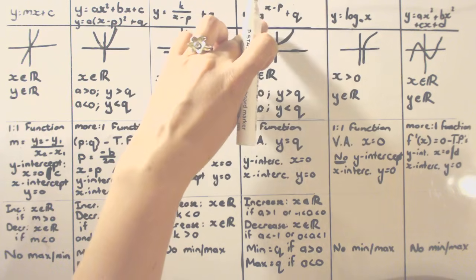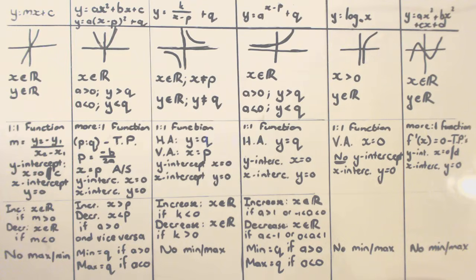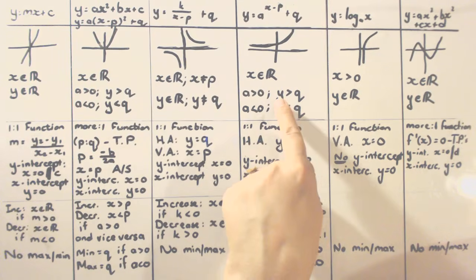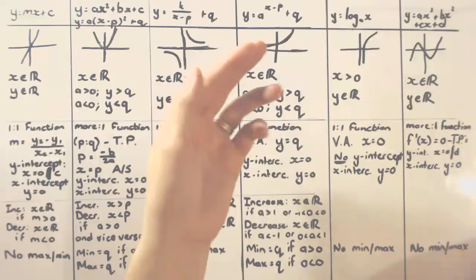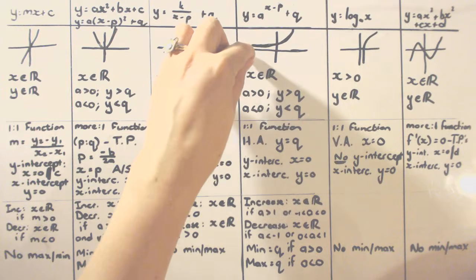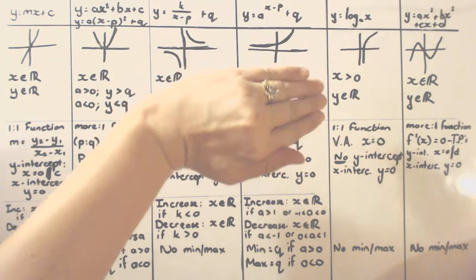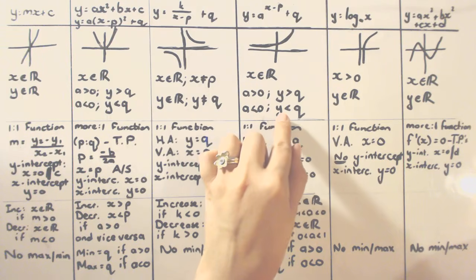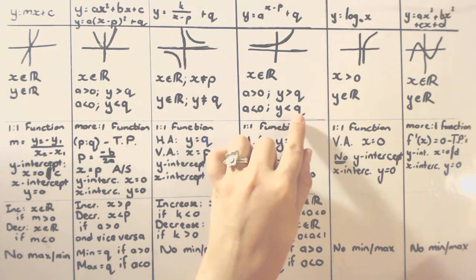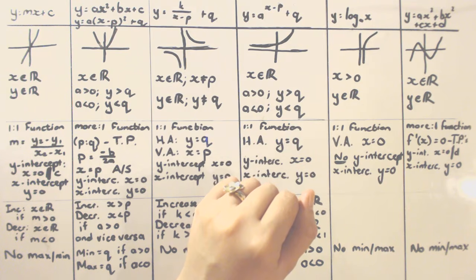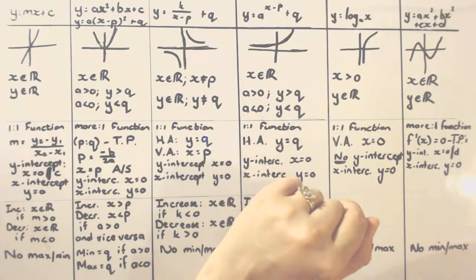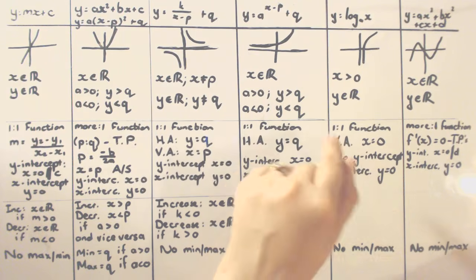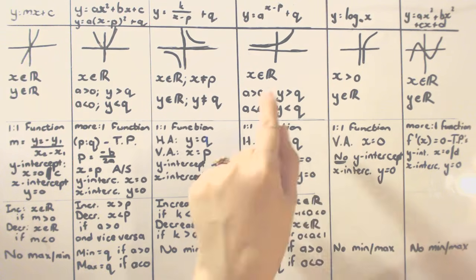But if the a value is bigger than 0, then all of my y values will be above the asymptote, so y will be bigger than q. If my a value is negative, smaller than 0, then the line will go down, so the graph will be below the horizontal asymptote. So if my a value is negative, then my y values will all be smaller than the horizontal asymptote's value, whatever your horizontal asymptote is, which is the value where y is q. So that is then your range for the exponential graph.